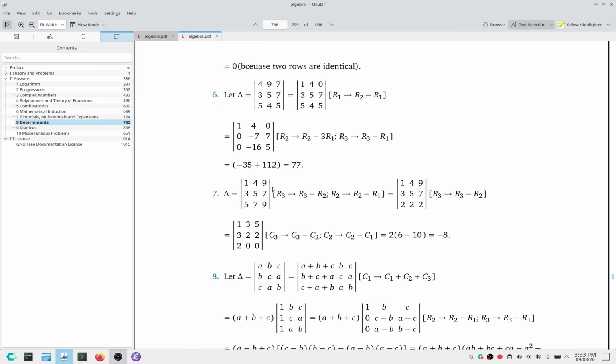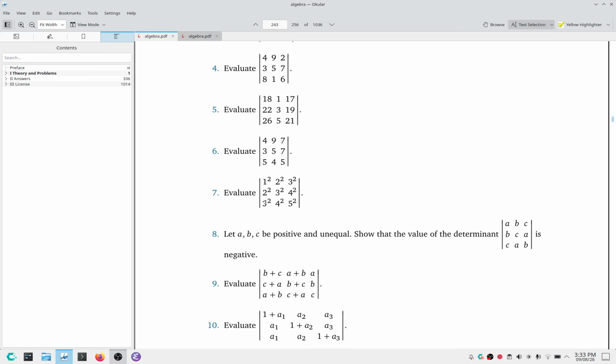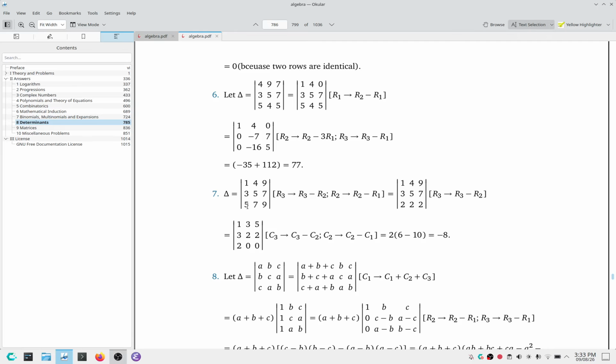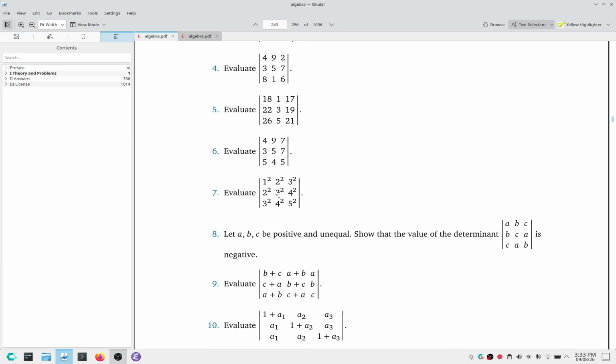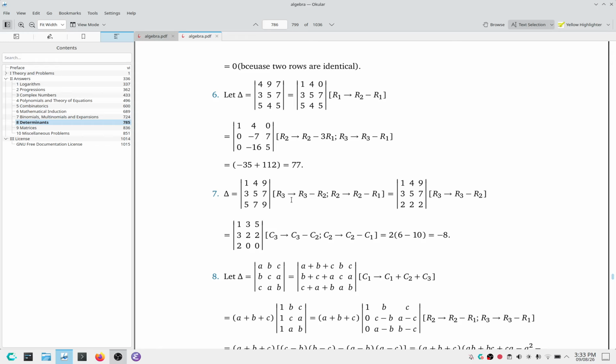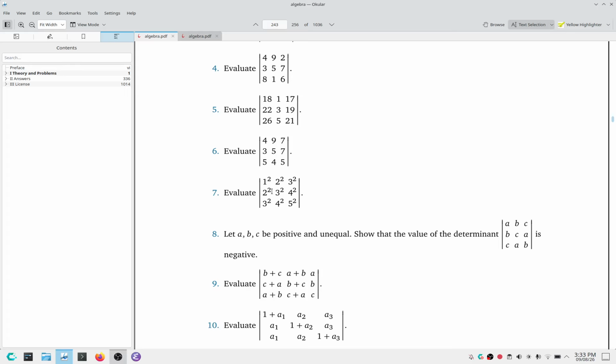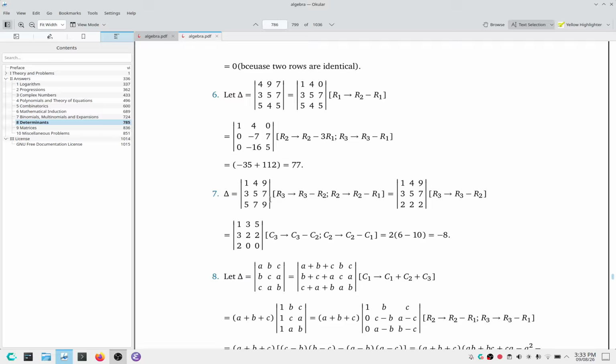Okay, so what we do here is R3 = R3 - R2. So 9 minus 4 is 5, and 16 minus 9 is 7, and 25 minus 16 is 9. So that is how we got 5, 7, and 9 as R3. Now we do R2 = R2 - R1. So 4 minus 1 is 3, 9 minus 4 is 5, and 16 minus 9 is 7. So that's how we got 3, 5, 7.